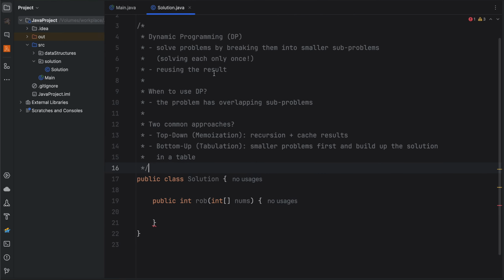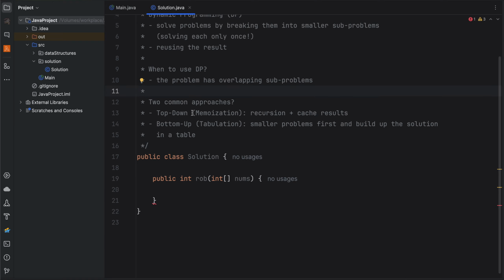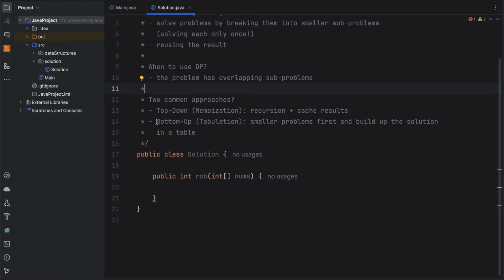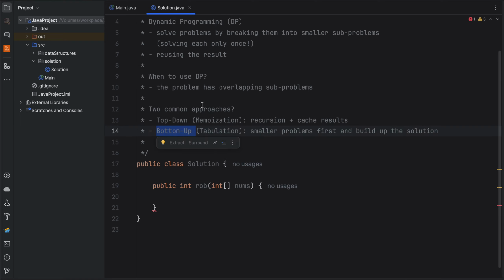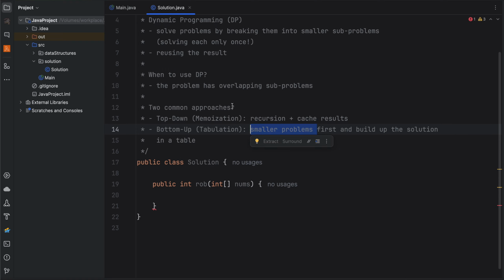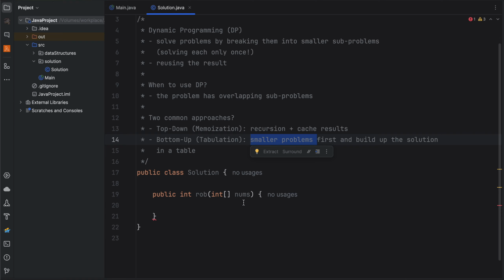Please check out the previous video if you want to learn more about the general concepts of how dynamic programming works. But to solve today's problem, we will be using the bottom-up approach of dynamic programming. So we will try to find smaller problems first, solve them, and build up the overall solution using the solutions we calculated by solving these smaller problems. That's how we are going to solve today's problem.